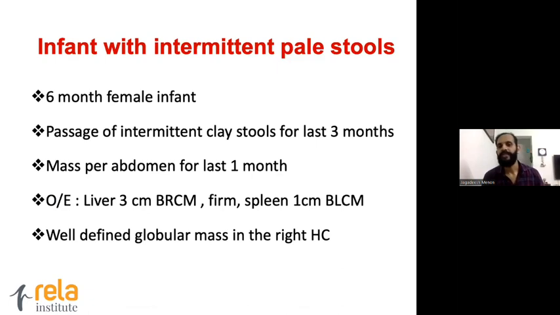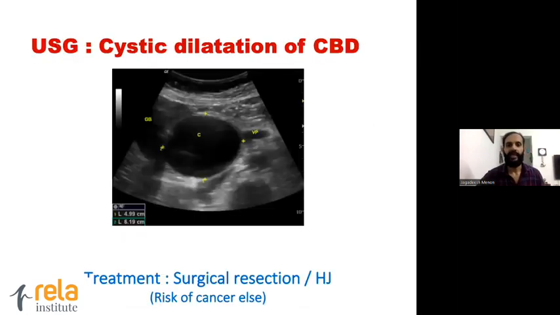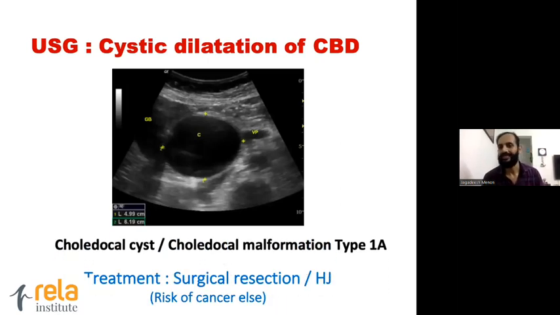There is one more infant with intermittent pale stools. This is a 6-month-old female infant who has had these symptoms for the last 3 months. Somebody has detected a mass in her abdomen for the last 1 month, and the child has hepatomegaly. When you put the ultrasound there, it speaks of the diagnosis, which is a choledochal cyst. This is basically a cystic variant of choledochal cyst, the type 1A choledochal cyst, and the treatment is surgical resection.